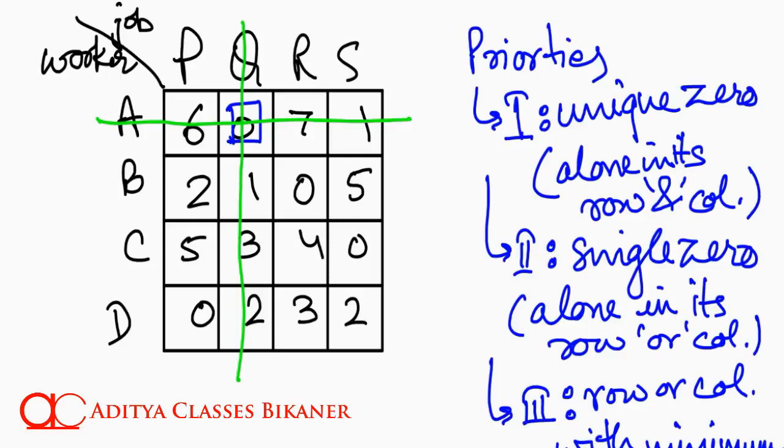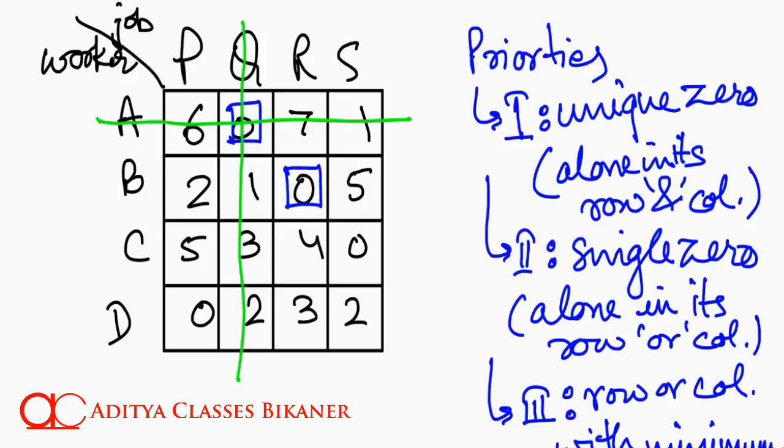Now, who is another one? We see here is a zero. Is it alone in its row? Yes, looks like this zero is alone in its row: 2, 1, and 5. Is it alone in its column? Yes, looks like 7, 4, and 3, and 0. So definitely it is a unique zero, and I can go ahead and make an assignment in this zero.